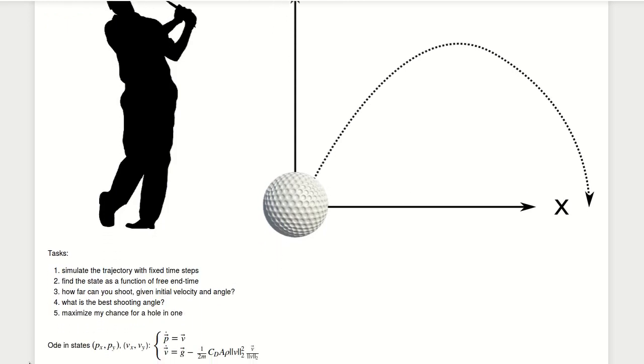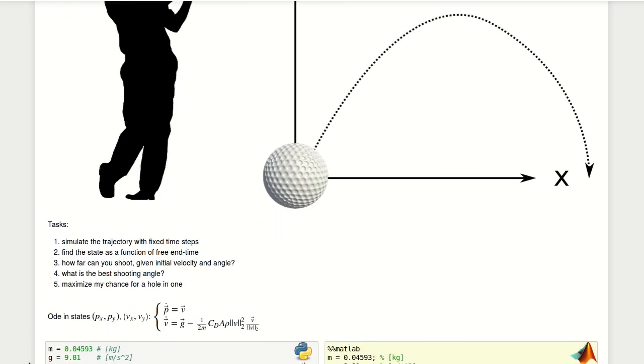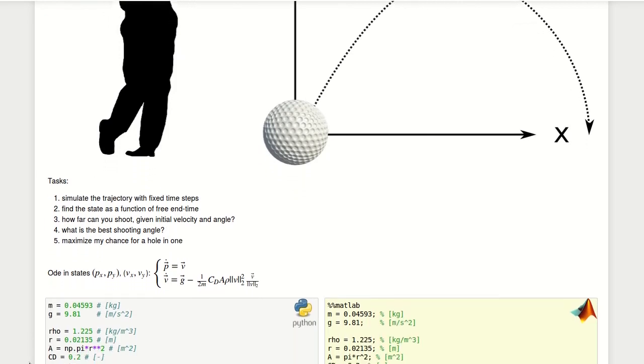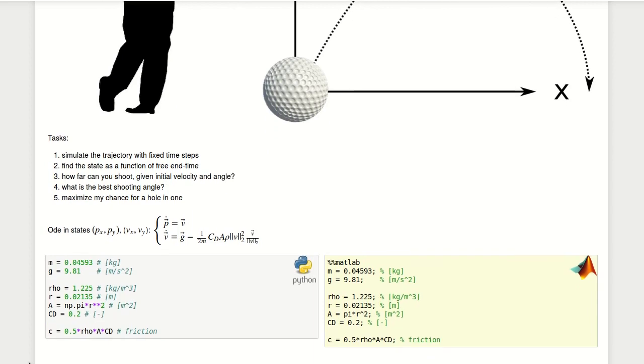Here are some tasks that I want to do with the golf ball ODE, and I'm going to show you how to do this with present CasADi syntax. So yes, the golf ball is described by 4 states, 2 for position and 2 for velocity. We have the gravity vector and we have some aerodynamic drag.